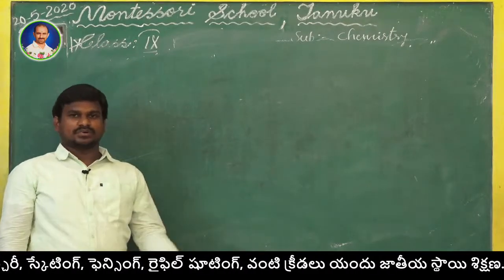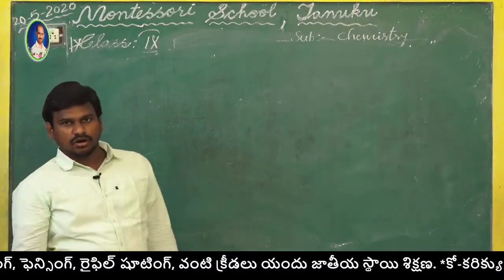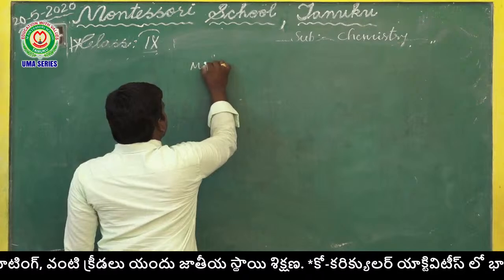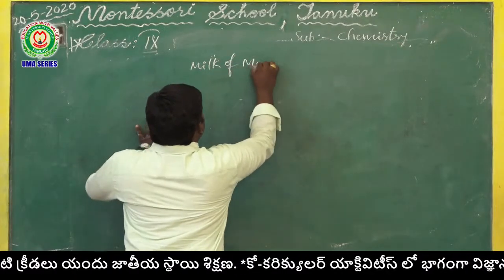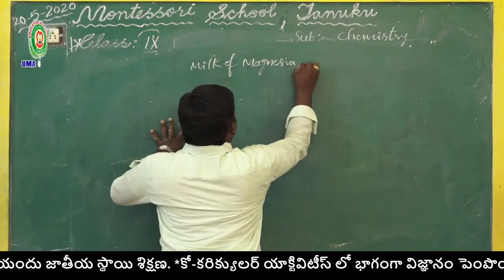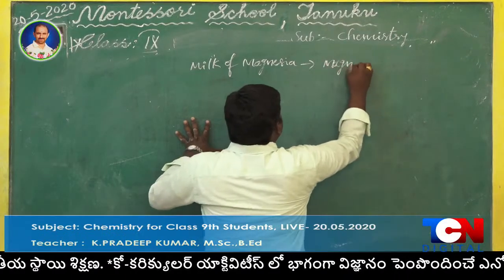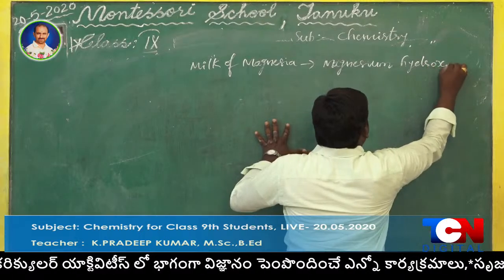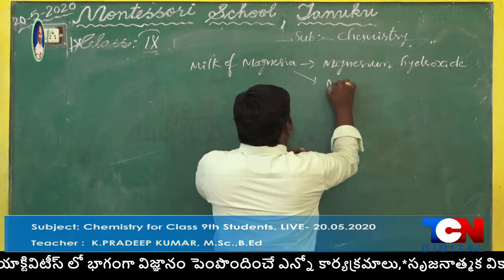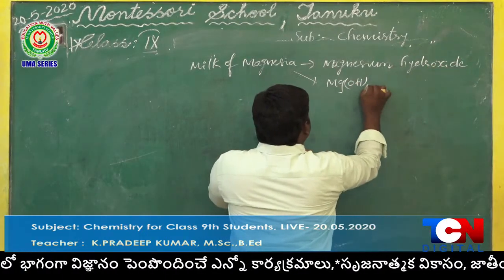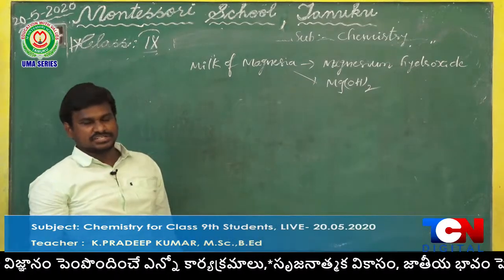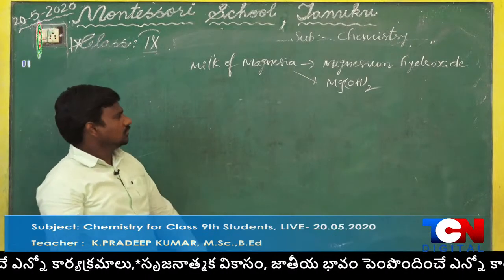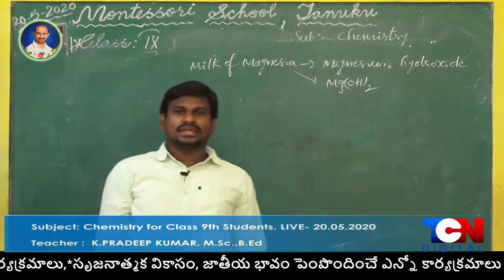Generally, what type of antacid is used? Milk of magnesia is used. What is the chemical name of milk of magnesia? The chemical name is magnesium hydroxide, and the chemical formula is Mg(OH)2. It is used as an antacid because it is a mild base, that means a weak base. So this is about the importance of pH scale.